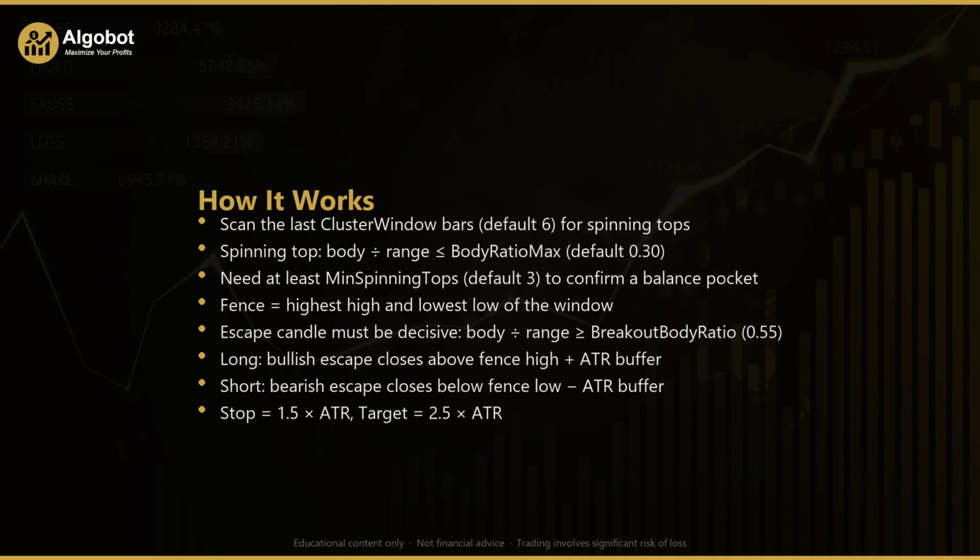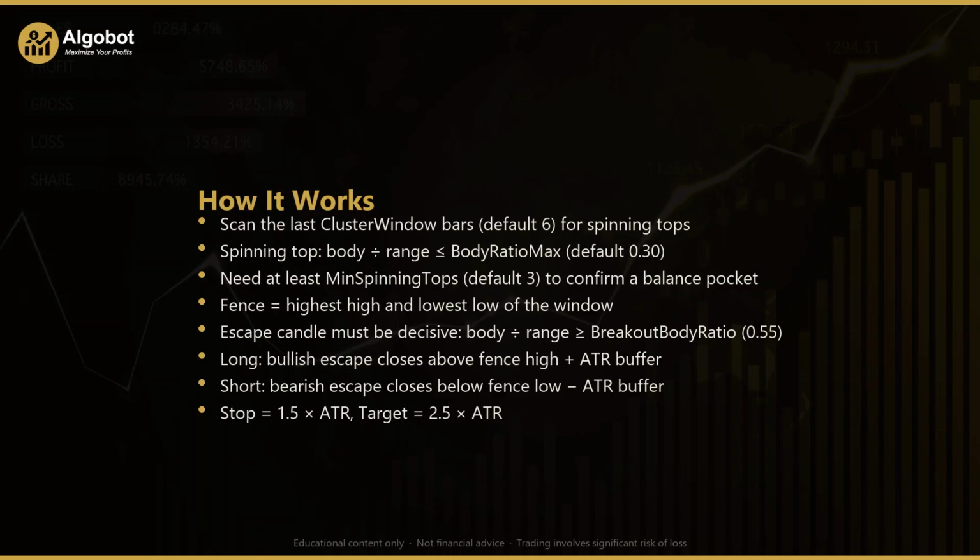Let's break down exactly how the Spinning Top Cluster Breakout expert advisor makes its decisions. Everything runs on a single time frame, and the strategy only evaluates its rules once per completed bar, so it isn't reacting to every tick of noise. The foundation is the spinning top. A spinning top is a candle whose real body, the distance between its open and its close, is small compared with its full high-to-low range. The EA measures this as a ratio. If the absolute open-to-close distance divided by the high-to-low range is at or below the BodyRatioMax setting, which defaults to 0.30, the candle counts as a spinning top.